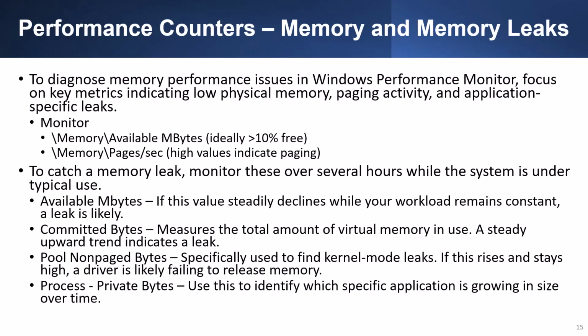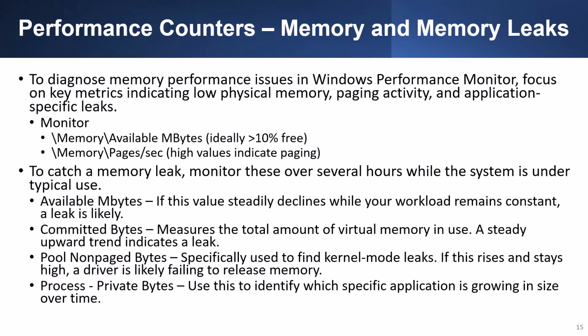To diagnose memory performance issues in Windows Performance Monitor, focus on key metrics indicating low physical memory, paging activity, and application-specific leaks. For monitoring, Memory\Available Megabytes should ideally be greater than 10% free. Memory\Pages per second, high values indicate paging. To catch a memory leak, monitor these over several hours while the system is under typical use. Available megabytes: if this value steadily declines while your workload remains constant, a leak is likely.